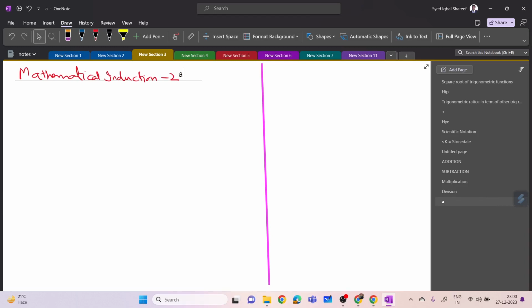Today we'll discuss the second part of mathematical induction. Prove that 4 to the power of n minus 3n minus 1 is divisible by 9.